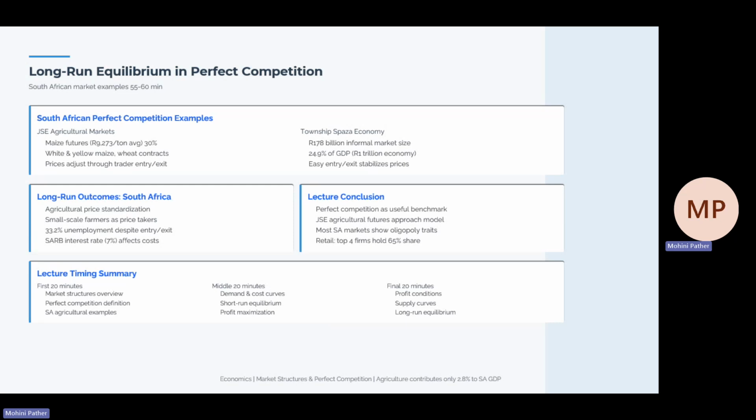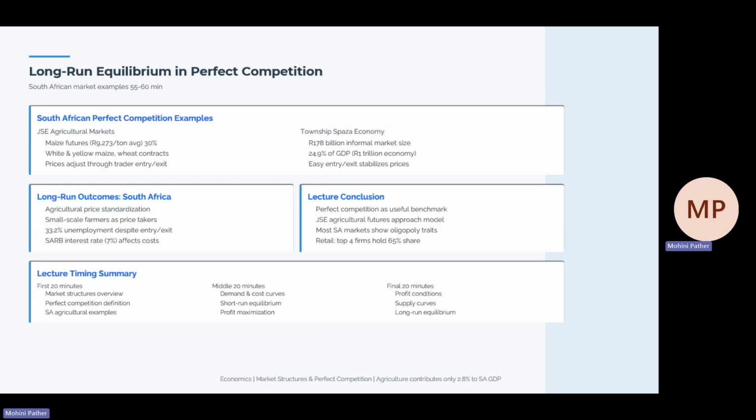So the long run outcomes in South Africa is that we have agricultural price standardization done by the JSE. We have a lot of small scale farmers. They're all price takers, despite the fact that there are low barriers to entry and exit. We still sit with high unemployment rates, potentially because the minimum wage rates are quite high.